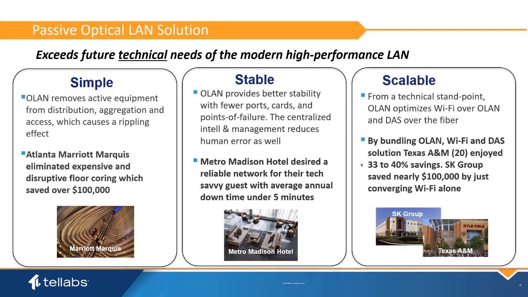And then from a scalability standpoint, this marries very well with wireless and also a graceful migration to 10 gig. By bundling optical LAN and Wi-Fi and DAS, Texas A&M Stadium was able to save 30 to 40% on their CapEx. And then we saw SK Group save nearly $100,000 by converging wireless over their fiber-based passive optical LAN. So these are good examples of mixed-use public venue facilities using passive optical LAN.